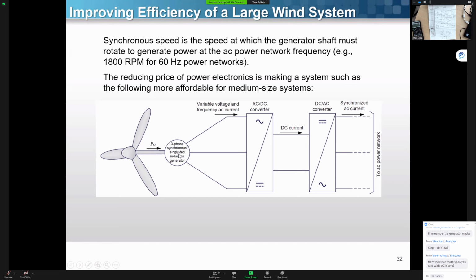For those synchronized motors or singly fed, the only thing is from the synchronized generator. Because here is the variable voltage and frequency, that's why we call them wild. It's considered uncontrollable.